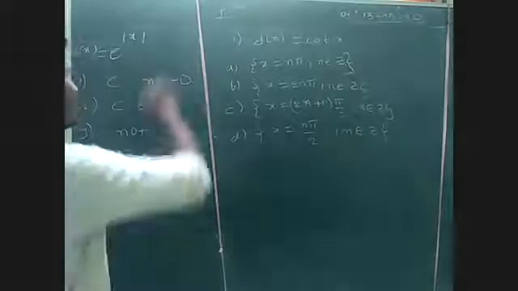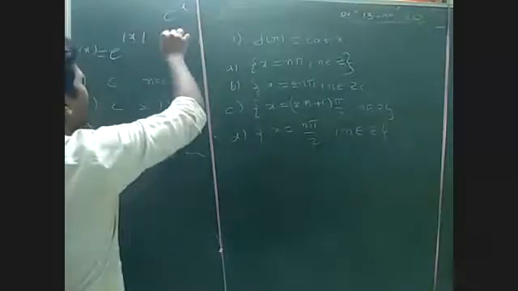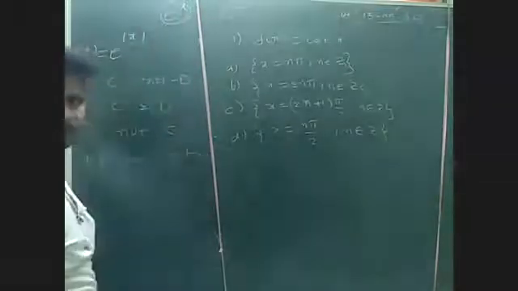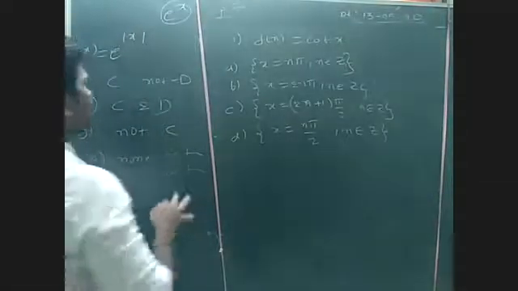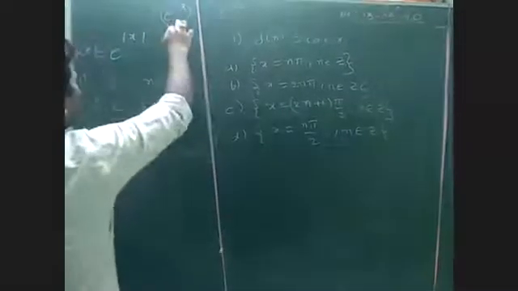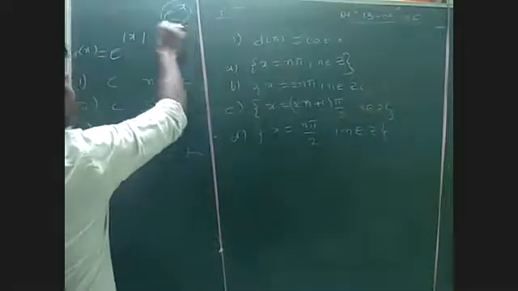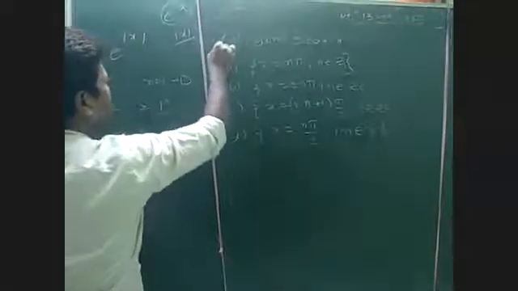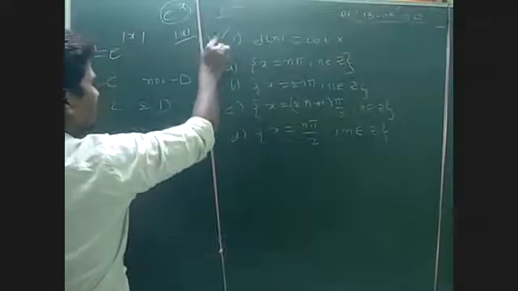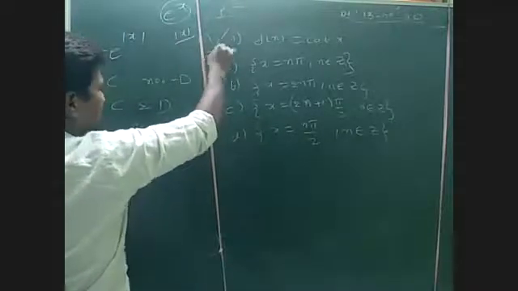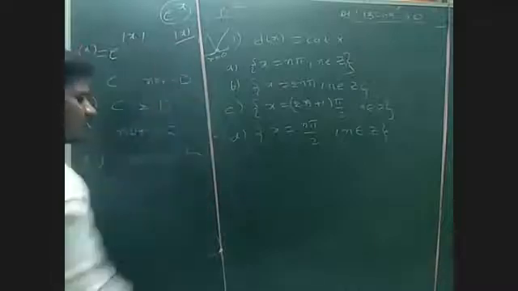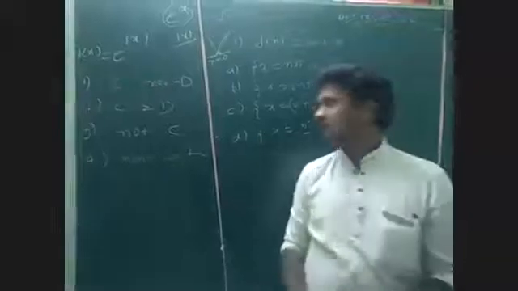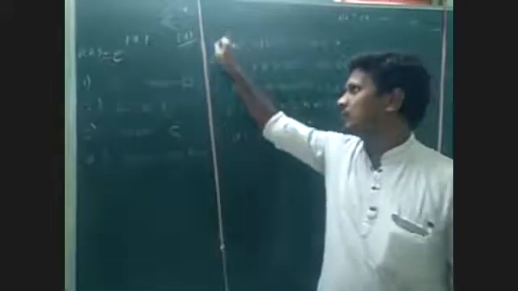Yes or no? See, it is in the form of e power x. E power x is always continuous as well as differentiable everywhere. But mod x, as I said, is continuous everywhere but not differentiable at the sharp point at 0. So it is continuous everywhere but not differentiable at x is equal to 0, because at 0 we get a sharp point.